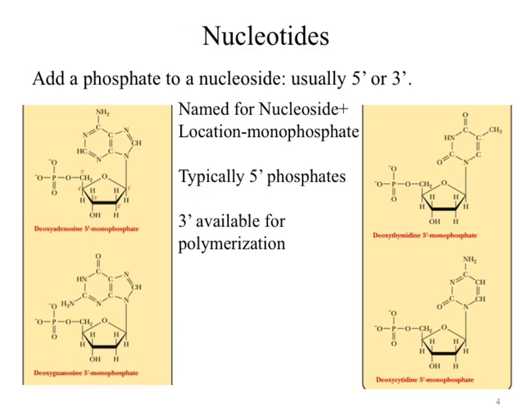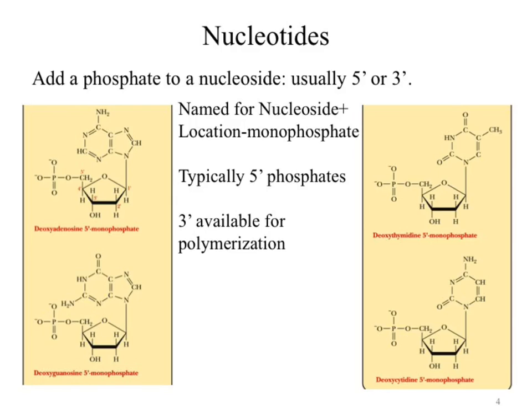This then pushes us up to our nucleotides. All that's happening now is we've now added a phosphate. That's it. So our nucleotide is composed of a phosphate, your sugar, and the nucleobase. All three things go into that to end up with your nucleotide. Okay? They are named for the nucleoside plus the location of your phosphate group.